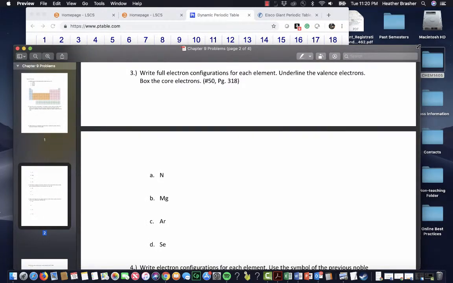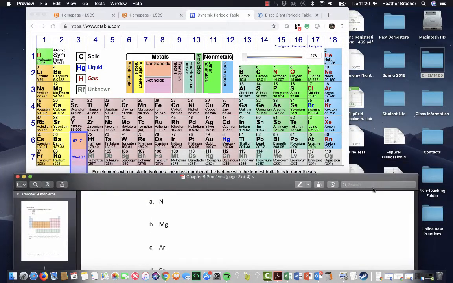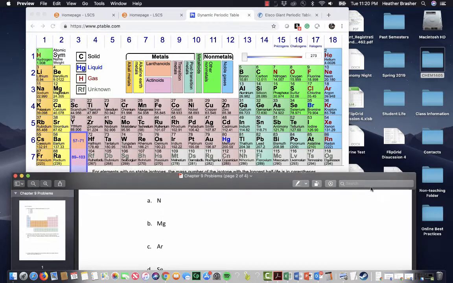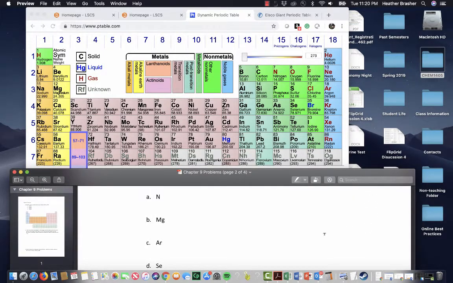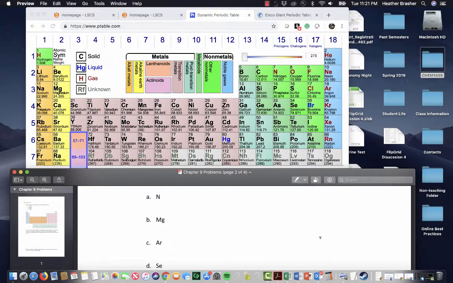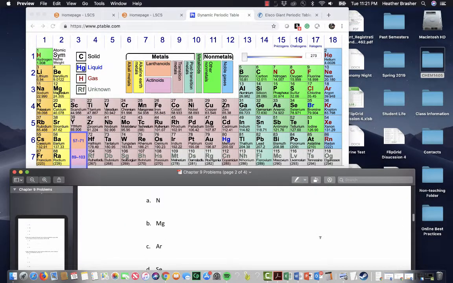So this is: write the full electron configuration of each. And then what we're going to do is underline the valence electrons and box the core electrons. I've moved this around a little bit to get the ones that I want, or to combine several different questions into one, just to let you know. So when we're talking about this one, this is question number 50 on page 318.